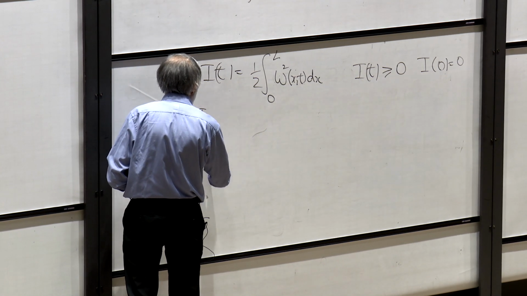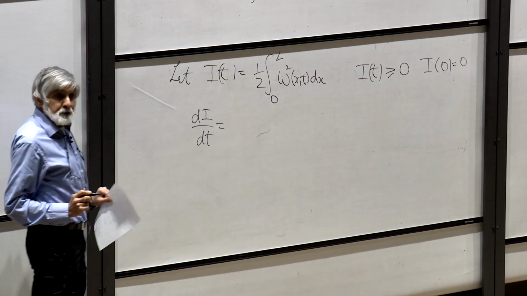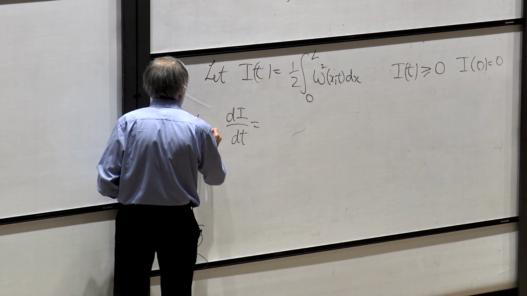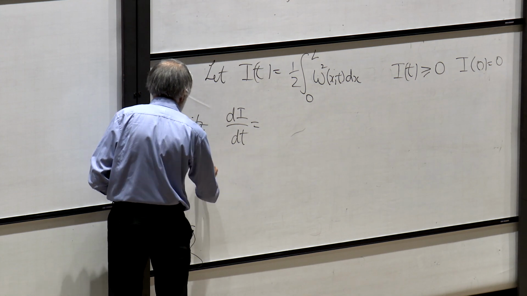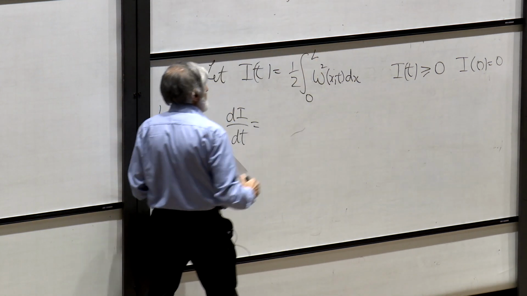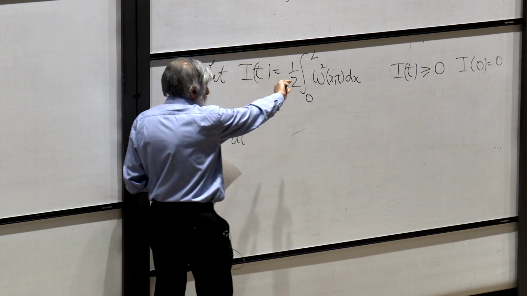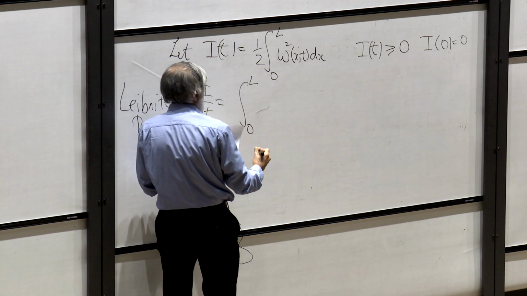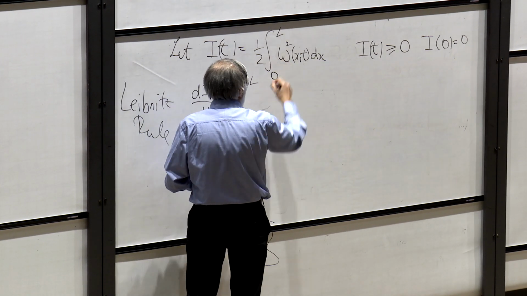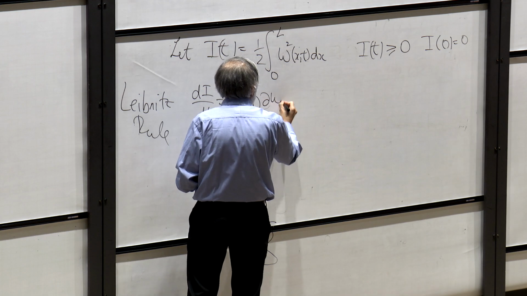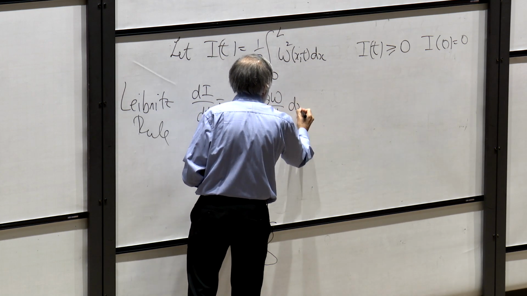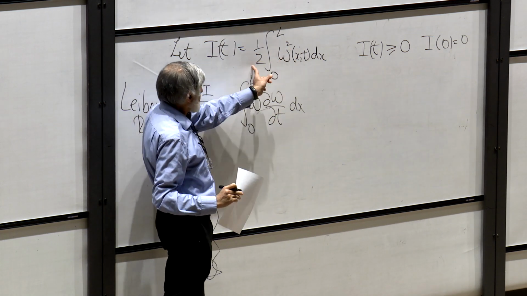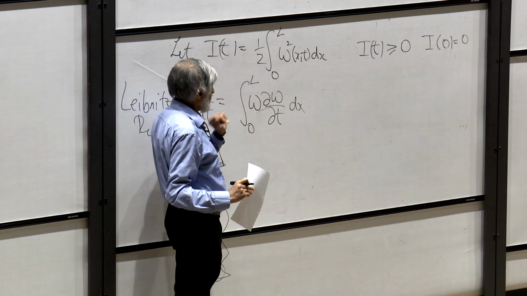dI/dt. Now we use Leibniz rule. Since these limits don't depend on t, we can swap the d/dt with the integral, and we get the integral from 0 to L. Differentiate this by the chain rule, we get this. And then you can see why the half is put in there, just for convenience. You get the 2, and then you get 1 there. Okay?